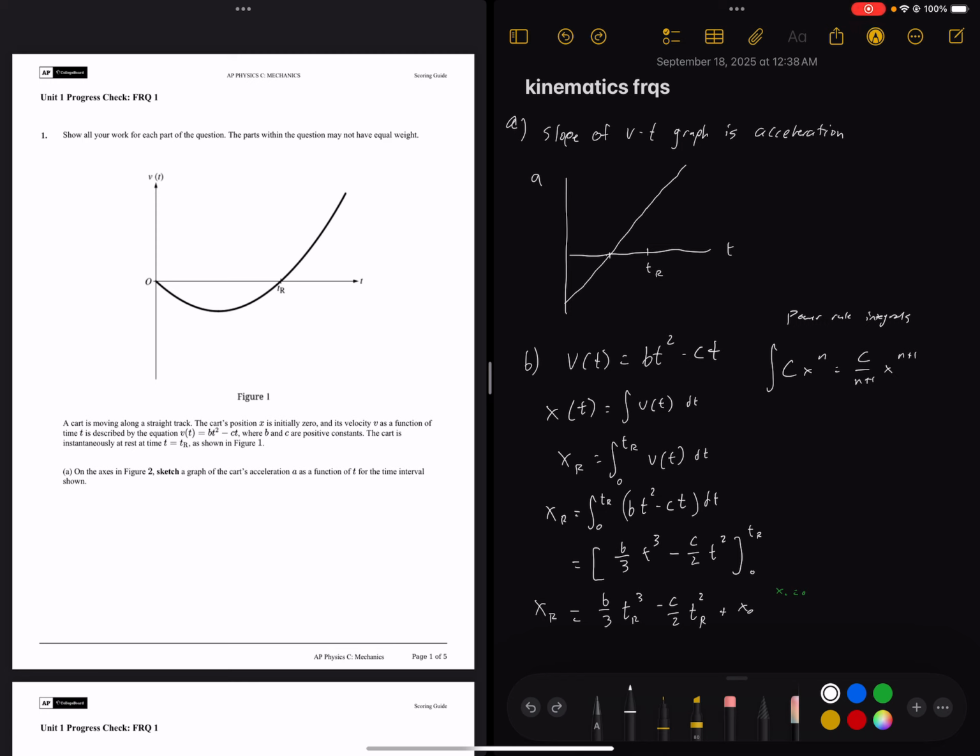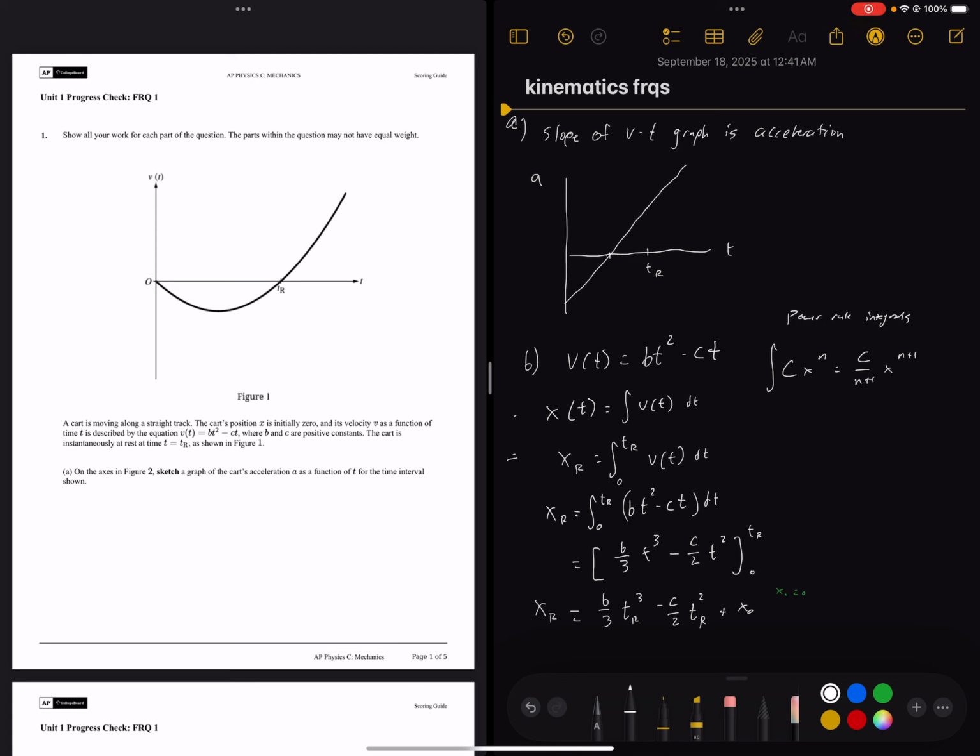So that's what I do here for part B. We have here bt squared minus ct. I take the integral. Notice I just set up the indefinite integral for the definition of velocity. In the third line here, I actually give the bounds of integration. So technically we're integrating from t equals 0 all the way to tr.